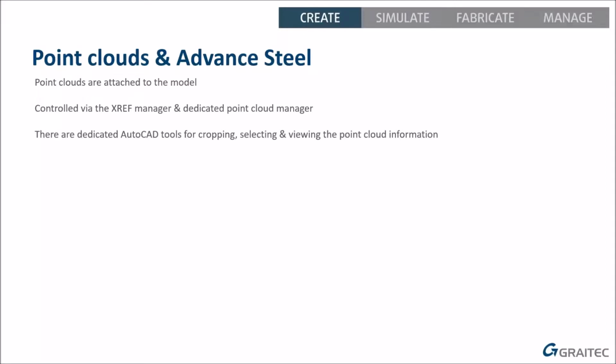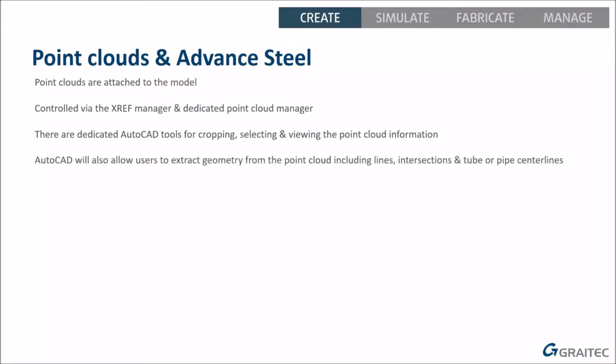We can crop, we can select, and then we can view the point cloud information. We can also, which is quite clever, start to extract geometry from the point cloud. So we can convert the point clouds into lines and find intersections. The system will find the tube and pipe intersections automatically. Once we've got those lines, we can go back to doing what we do normally within Advanced Steel, and convert those lines into Advanced Steel objects so we can start modeling straight away.